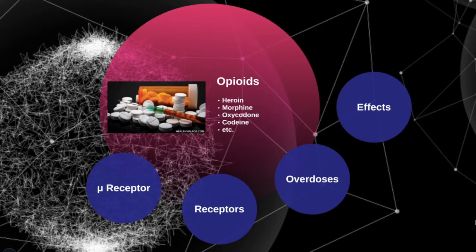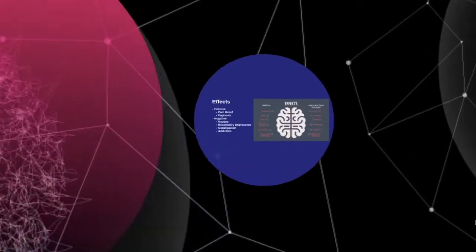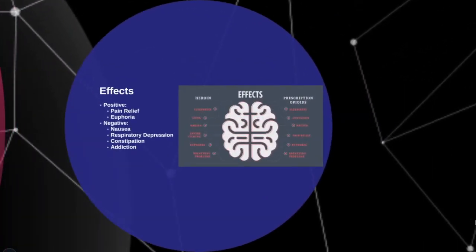Opioids encompass a variety of different drugs. These include the illegal drug heroin, as well as clinically prescribed medications like morphine, oxycodone, and codeine. Opioid prescriptions are among the most effective medications for relieving pain. However, their positive analgesic and euphoric attributes are accompanied by a slew of adverse effects, including nausea, respiratory depression, constipation, and a high risk of addiction, a particular area of concern today.